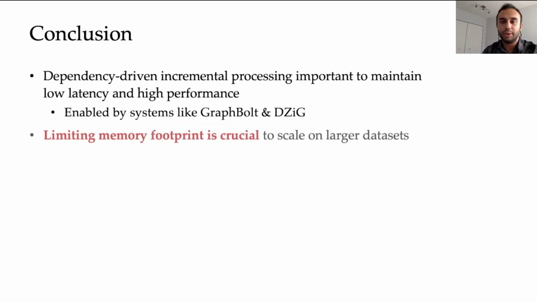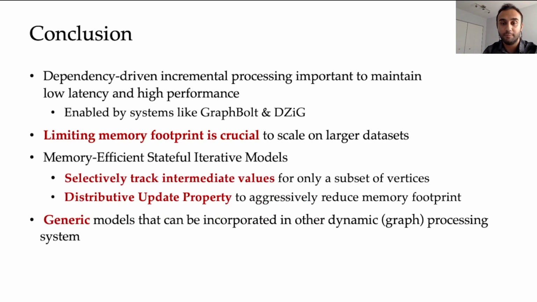In conclusion, techniques like GraphBolt and DZiG enable efficient incremental processing on dynamic graphs to compute fast results. In this work, we take the next important step to make such incremental processing practical on large dynamic graphs. We developed two memory-efficient stateful iterative models, where the key in limiting the memory footprint is in selectively tracking the intermediate vertex values for only a subset of vertices.